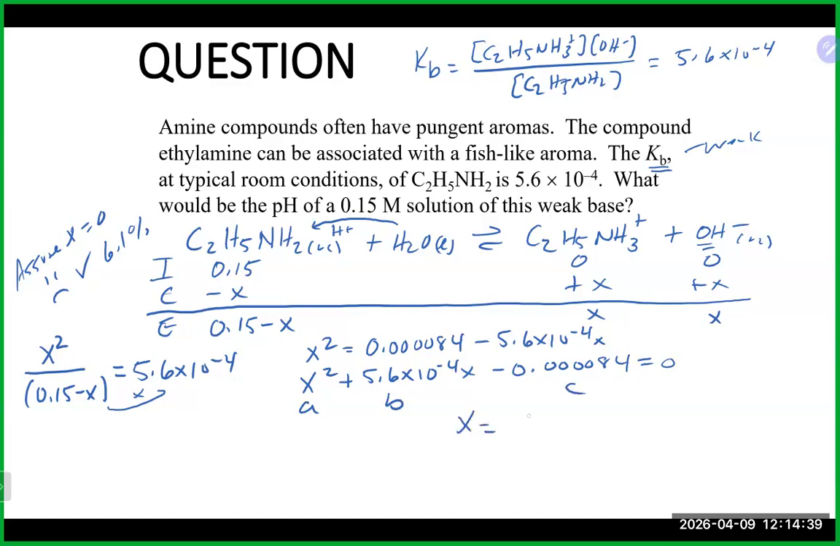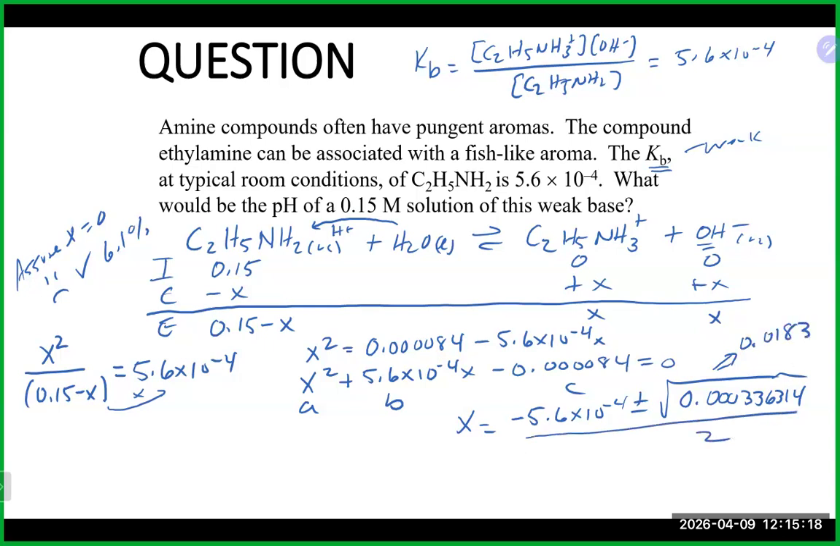Going into our quadratic, minus 5.6 times 10 to the minus 4 plus or minus. Again, if we do the inside of the square root, b squared minus 4 times a, which is 1, times c, which is negative 0.000084, it's going to get us 0.00033631 inside the square root. And then if you square root it, it's going to get you 0.0183, all divided by 2 here.